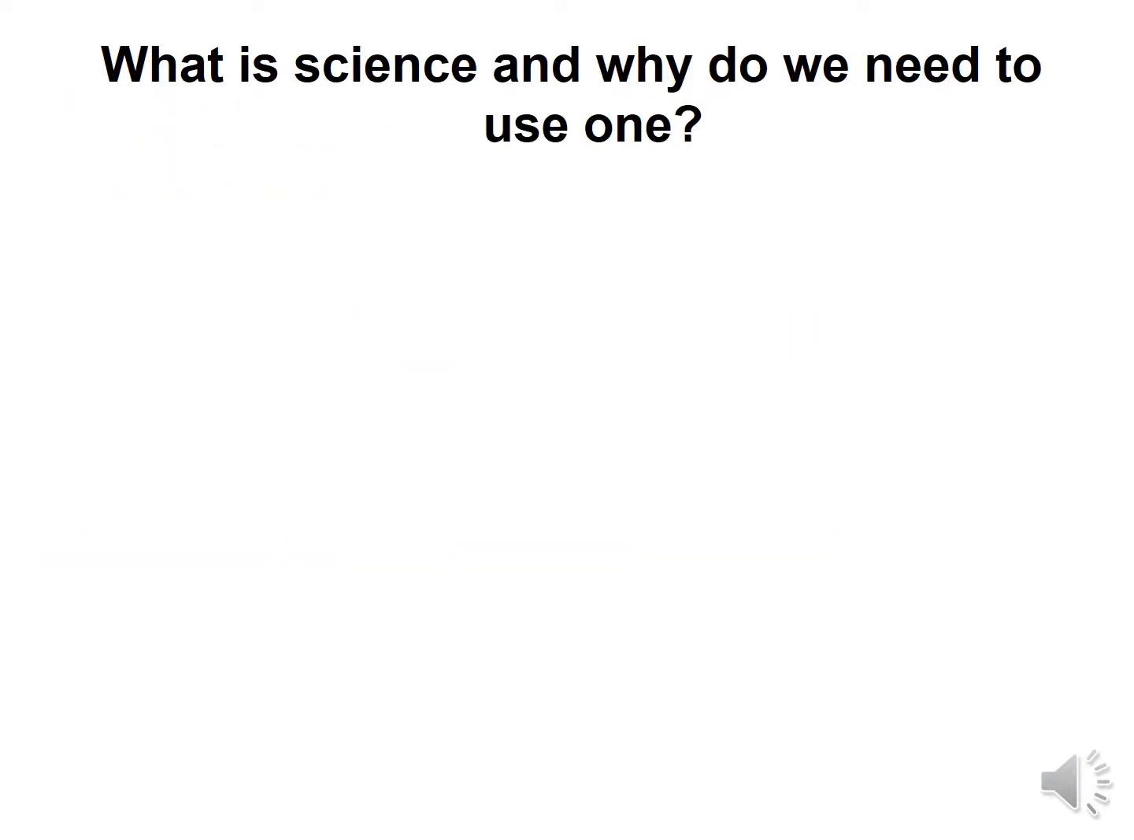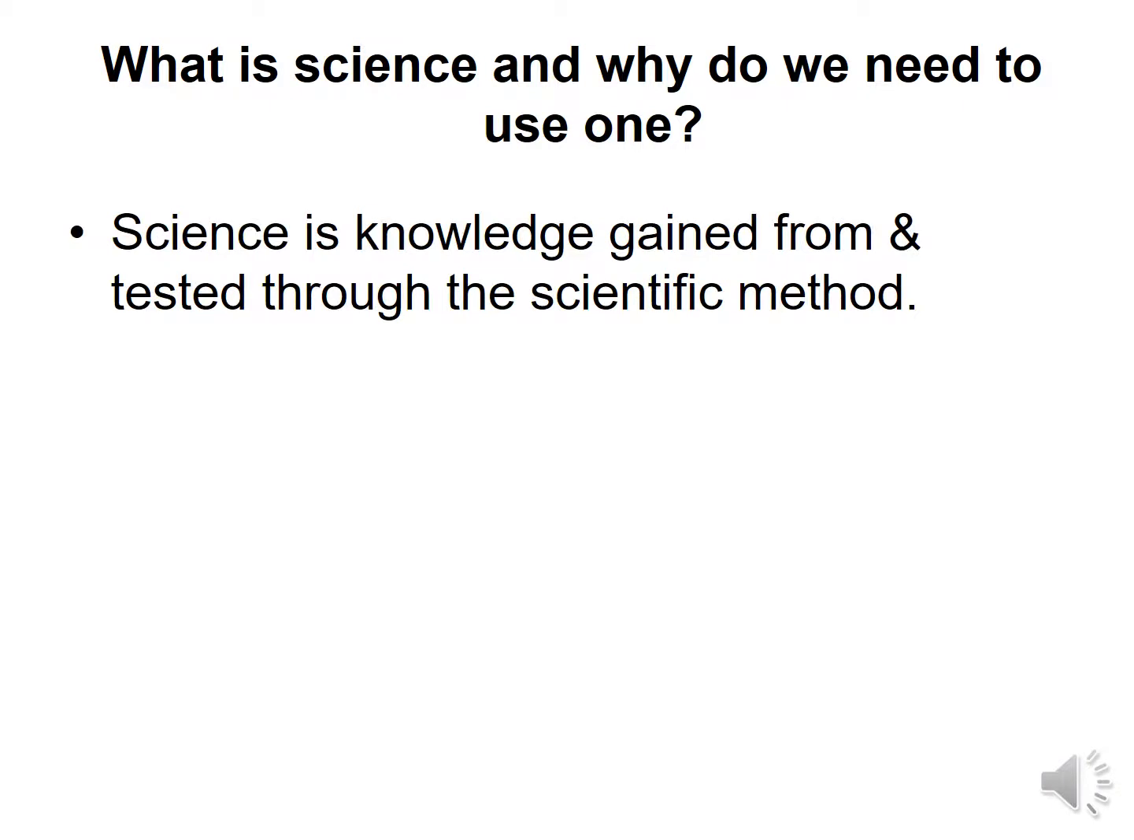Now, chemistry is a science, so what is science? Why do we need to use science to study chemistry? Science is simply knowledge that we gain by testing and by using the scientific method. It's just a way of obtaining knowledge in a systematic way through testing.